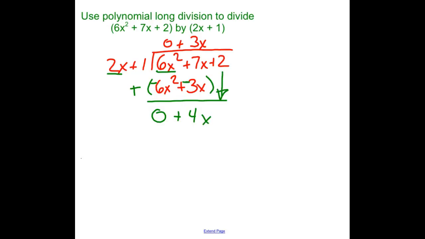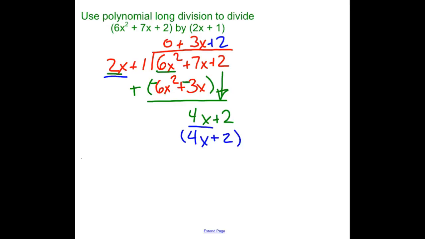Now we bring down the 2. Positive 2, and we have 0 plus 4x plus 2, but you know that 0 plus is just 0, so we can just get rid of that, and we have 4x plus 2. Now we want to look at, well, how many times can 2x plus 1 go into 4x plus 2? Once again, we're going to look at the 2x and the 4x, the leading terms, and then figure out, what do I multiply 2x by to get 4x? I multiply by 2, so I'm going to put 2 up there, and then distribute that through. 2x times 2 gives me 4x, and 2 times 1 gives me 2.